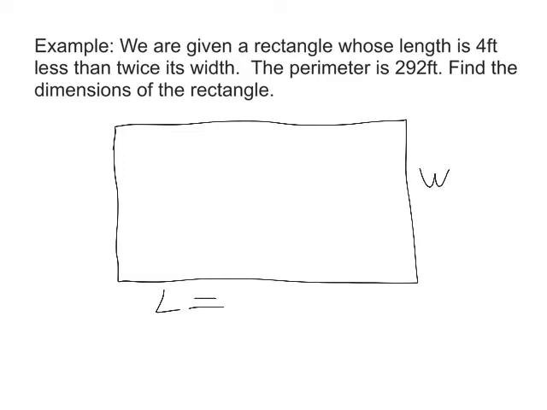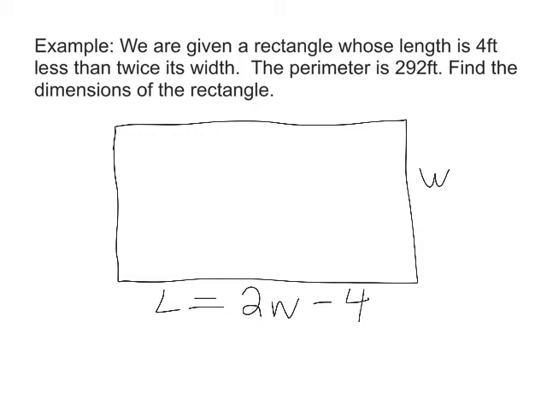That means we would need to take twice the width of the rectangle and then subtract 4 feet from that. In expression terms, that's going to look like this: 2 times W, twice the width, minus 4 feet. You can go ahead and put the units in here if you want to. Our perimeter is in feet also, so all of our distance dimensions, since we have length named as one of the variables, are in feet.